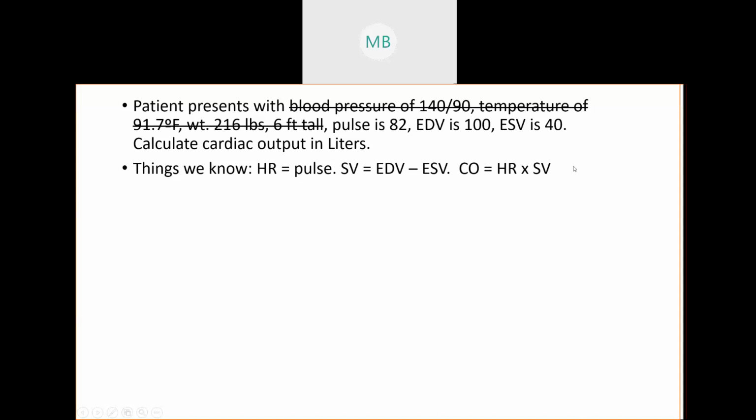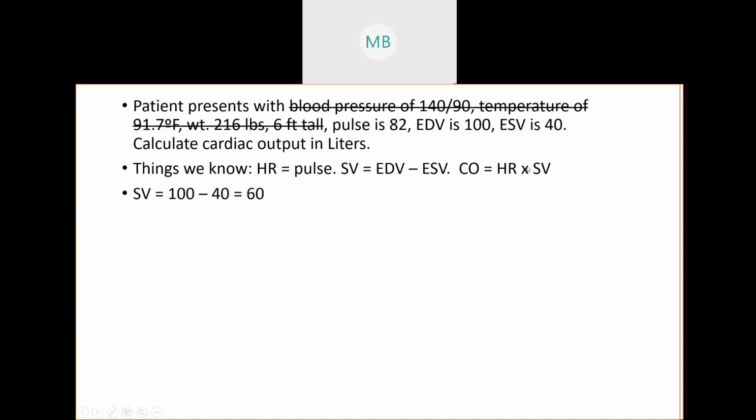So first thing we're going to do is stroke volume. We have our stroke volume formula right here. We're just going to plug this right in. Our EDV was 100, so I'm plugging that in. And our ESV is 40. I plugged that in again. That means our stroke volume is 100 minus 40, and that, of course, equals 60. So our stroke volume is 60.